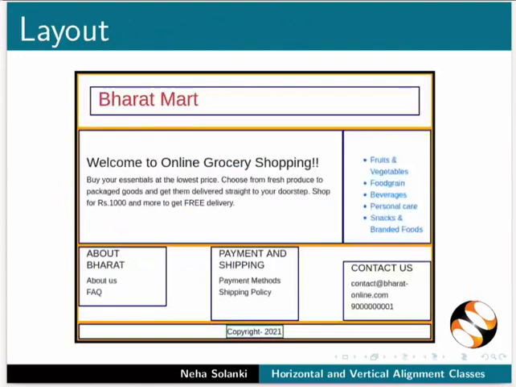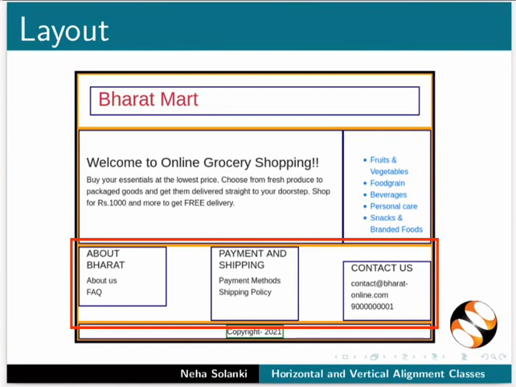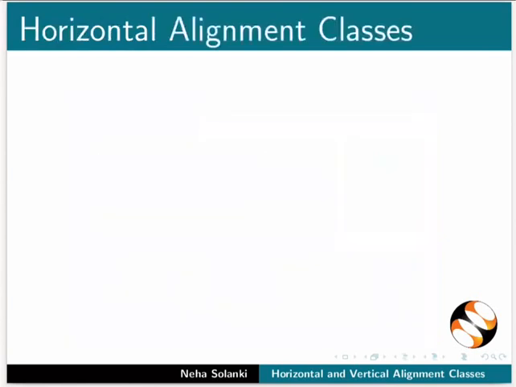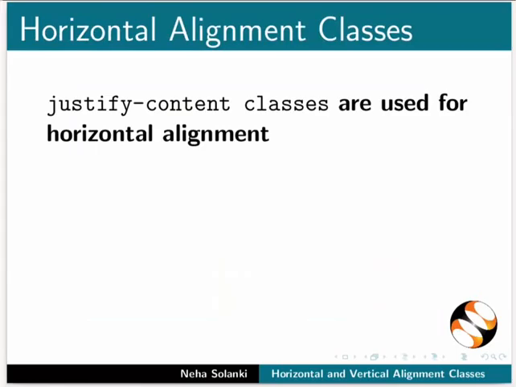In this tutorial, we will design a layout as shown here. Bootstrap has various horizontal and vertical alignment classes. Let's learn how to implement horizontal and vertical alignment classes in the third row. First, let's understand horizontal alignment classes. Justify content classes are used for horizontal alignment.